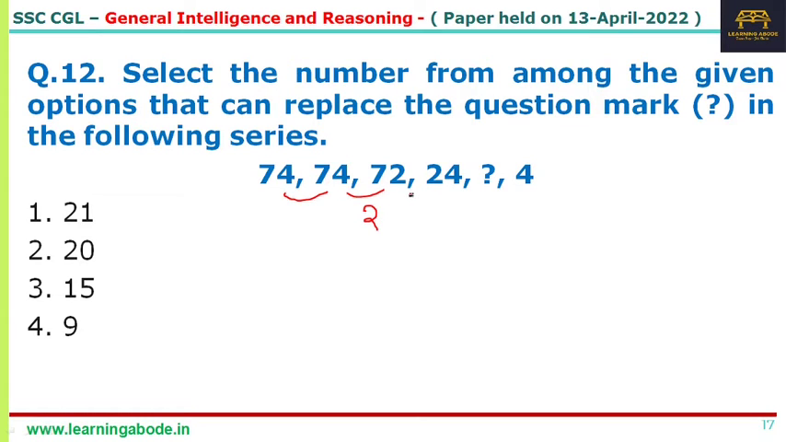Okay, so here 72 and 24, you have to divide by 3. Here you are subtracting by 2. 74 and 74 means you are dividing by 1. Okay, so you are dividing by 1 and then you are subtracting 2. Then you are dividing by 3. After that, maybe you subtract 4, which is like 20. Okay, so that will be the answer.